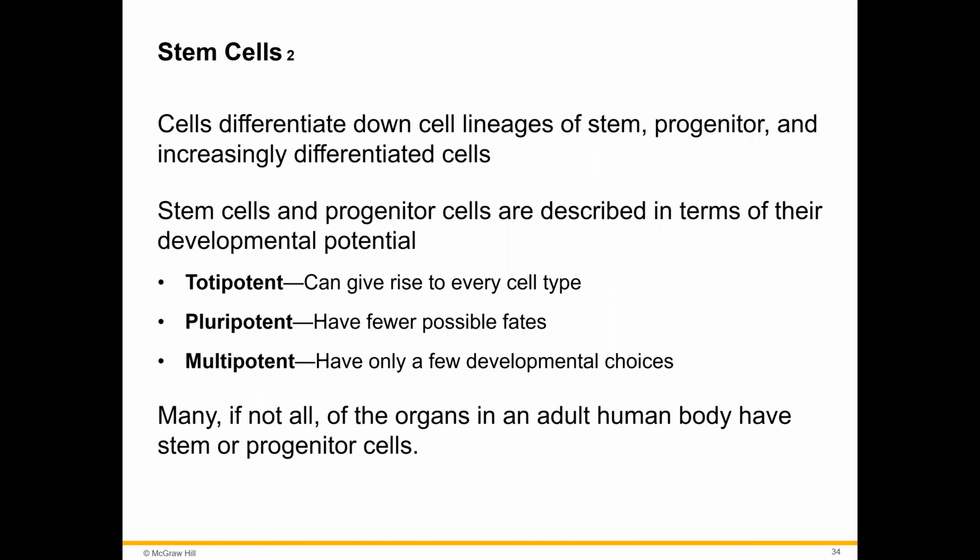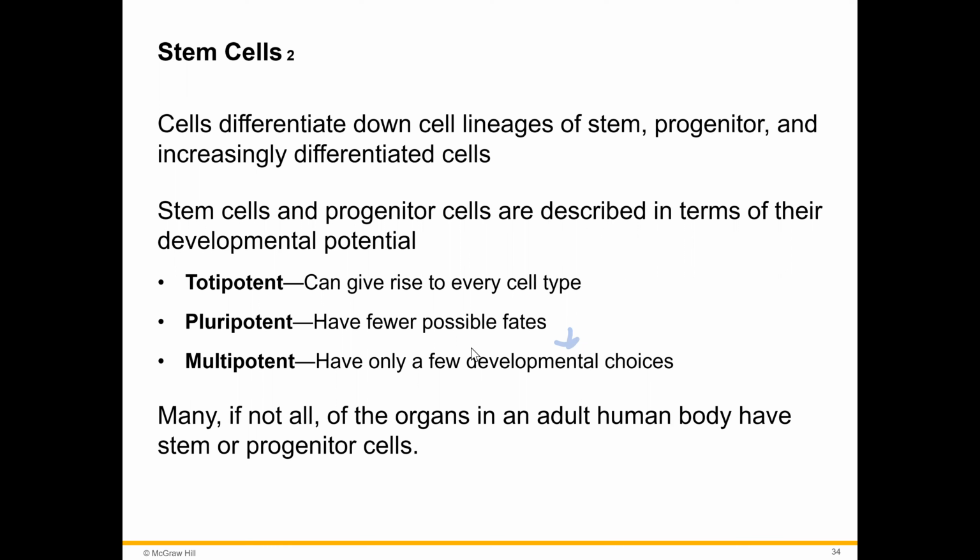Cells differentiate down a cell lineage of stem, progenitor, and increasingly differentiated cells. So from a stem cell, we go to progenitor cells, and then we go to differentiated cells. Stem cells and progenitor cells are described in terms of their developmental potential. We have totipotent cells that can give rise to every cell type. Pluripotent cells have fewer possible fates, so they can differentiate into many cell types, but not all of them. And multipotent cells have only a few developmental choices.